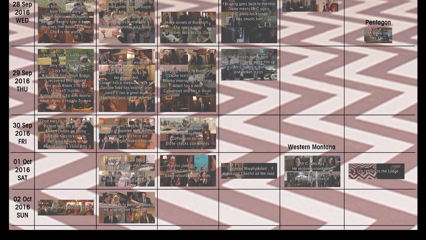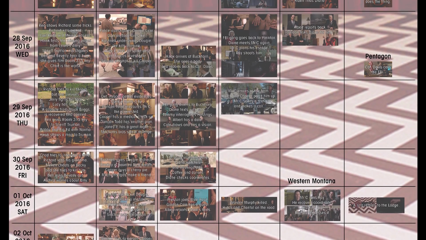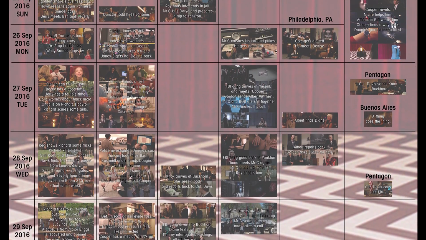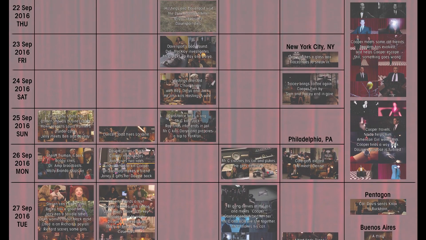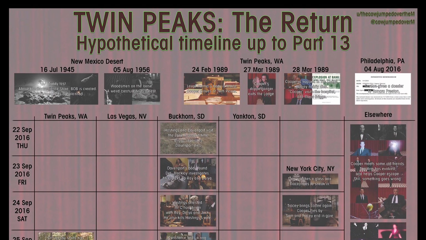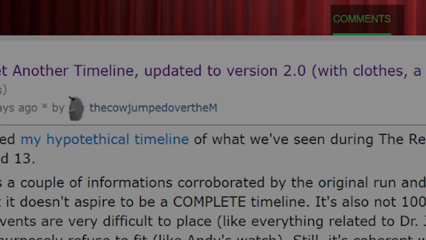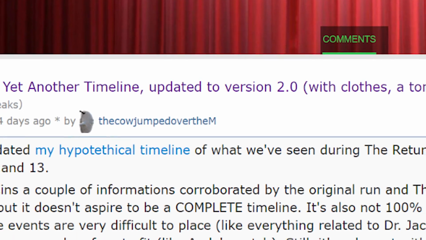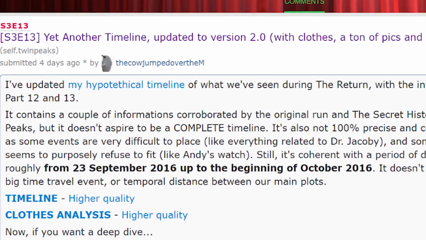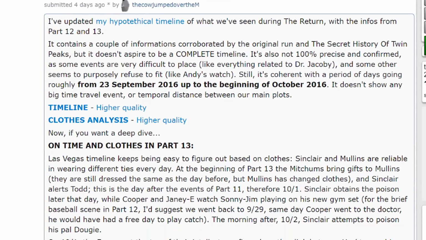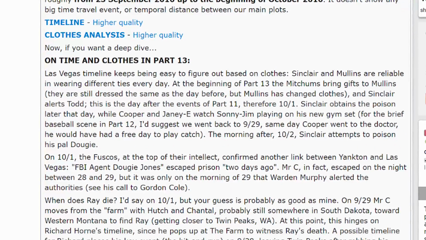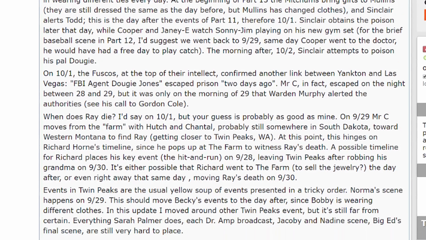Now, I mentioned that some of it's gray, some of it's fuzzy, and some of it might just not be correct, but it is a good working outline, and a lot of it does come down to the 29th and how events are arranged around it. The Redditor thecowjumpedovertheM obviously did a lot of work and looked at all the clothing that our people are wearing in various scenes, and I can't verify all of it, but it makes a lot of sense when you look at it as a whole.